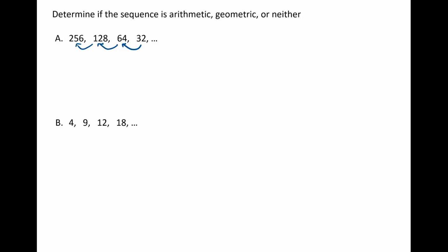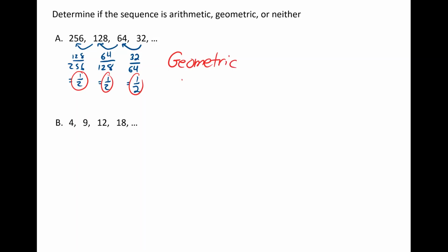So to check if it's geometric, I take a term and divide by the term behind it. 32 divided by 64, reduce that fraction, 1/2. Okay, I take the term 64, divide by the term before it, 1/2. 128 divided by 256 reduces to 1/2. So I notice that I'm multiplying each number by the same 1/2 to get the next one, which means this is geometric with a common ratio of 1/2. To get each number, I just multiply by 1/2.